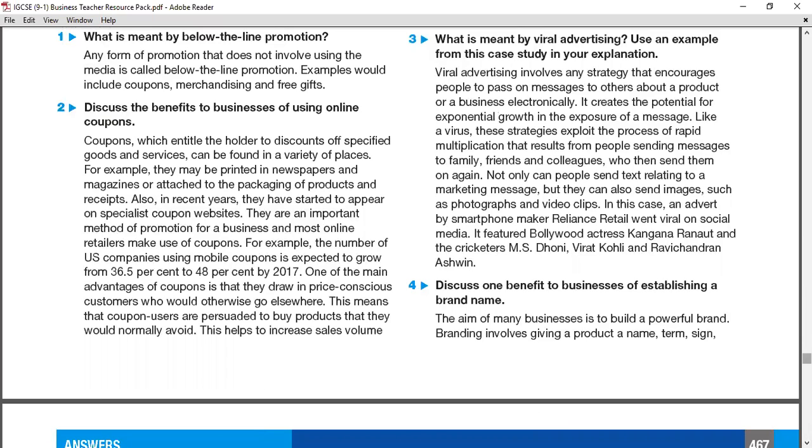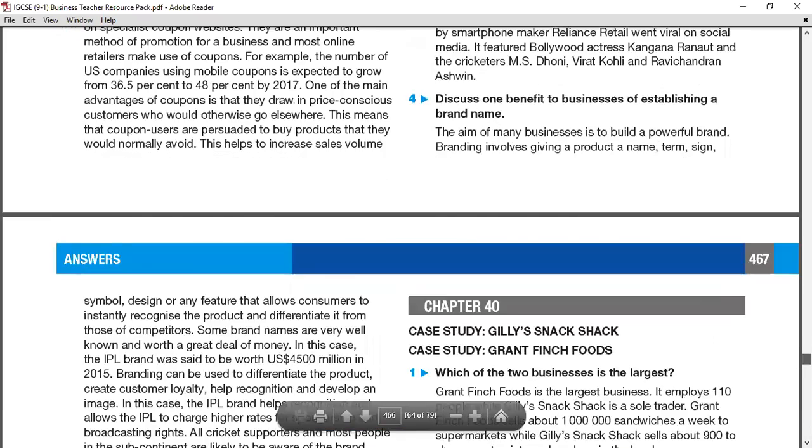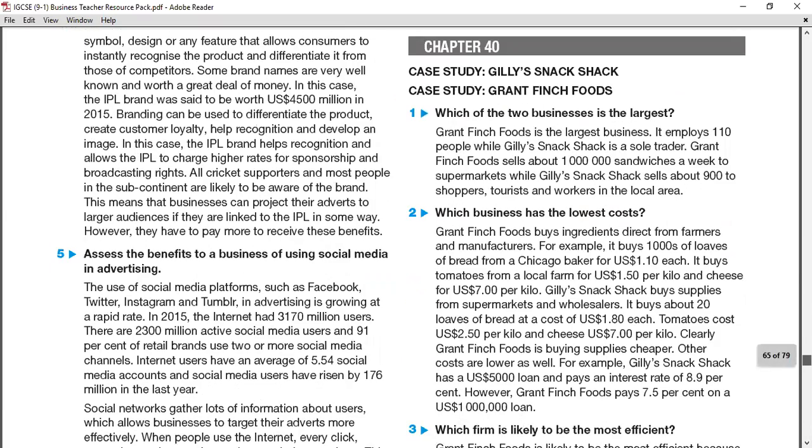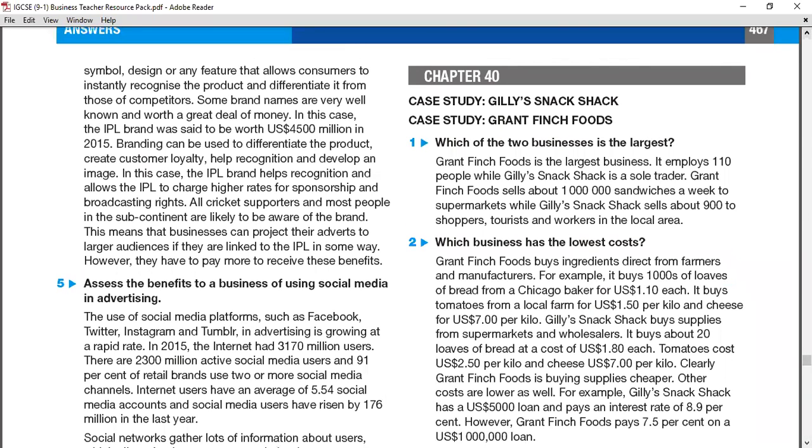Right. Discuss one benefit of establishing a brand name. It's a good question. The aim of branding is to build a powerful brand. Branding involves giving a product a name, terms. It can be a personal brand also. Look, there are some politicians who have a huge good brand name. Whatever the time, they still have brand value. Whenever they come for election, they are winning because of their brand value.